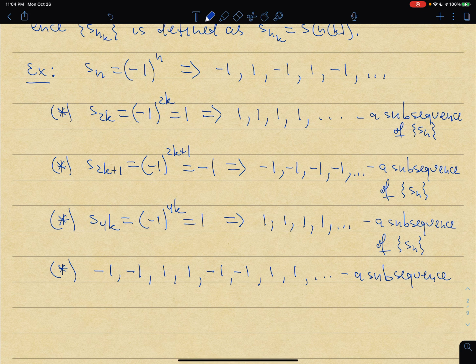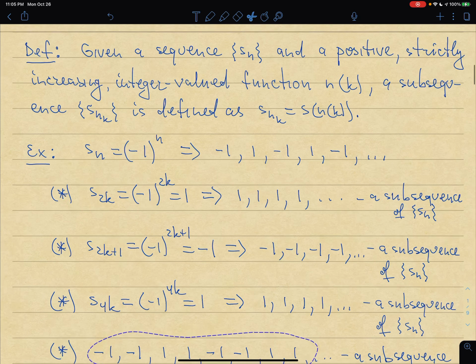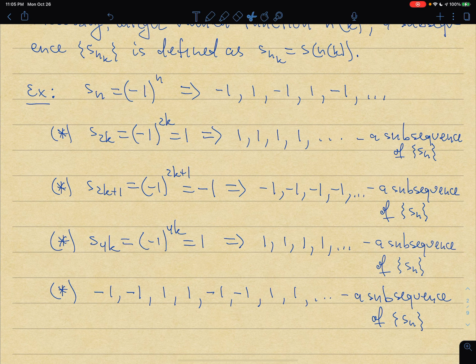And similar to the previous comment that I made, this subsequence actually corresponds to many different possible ways of extracting a subsequence from minus 1 to the power n, right? Because my first two elements have to be minus 1s. So I can take, for instance, first and then third, and that will give me two minus 1s. I can take first and fifth, and that again will give me two minus 1s.